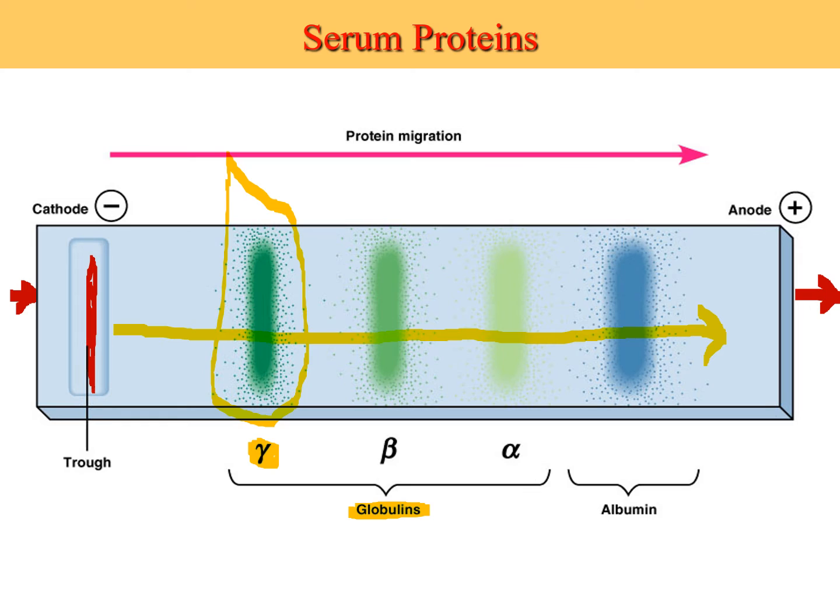Here's albumin. As you know, albumin is the most commonly found protein in the plasma. It makes up about 50% of the plasma proteins. It is important in fluid balance and maintains the proper osmotic pressure between the tissues and the plasma.